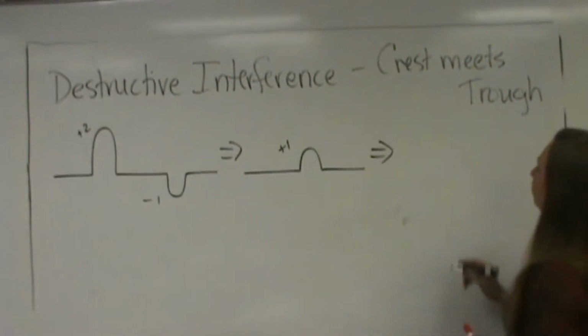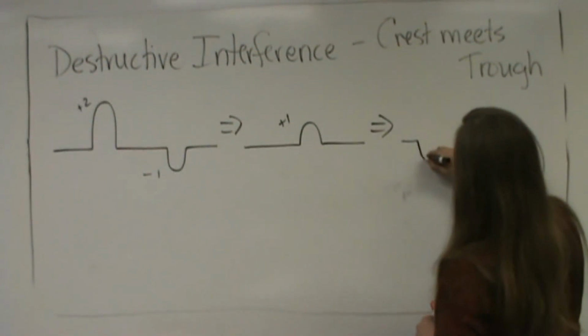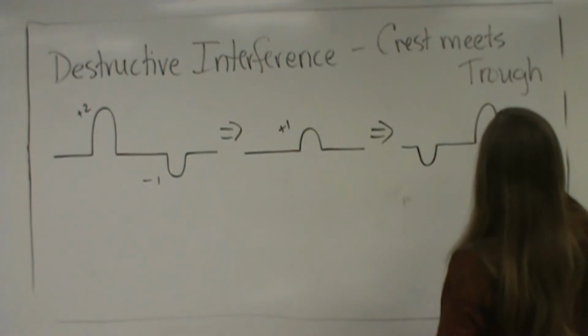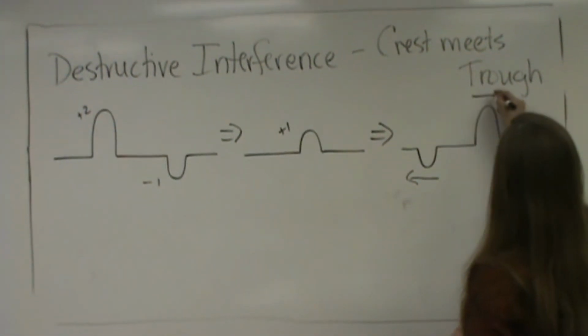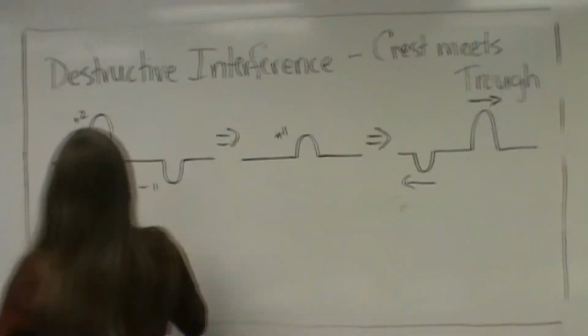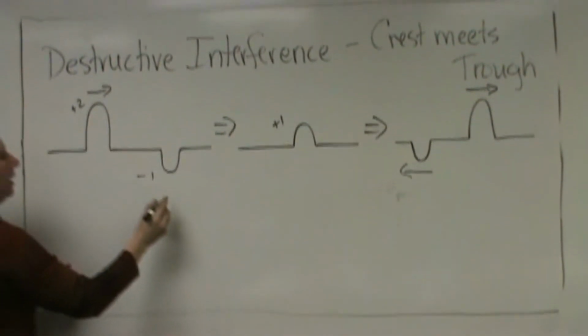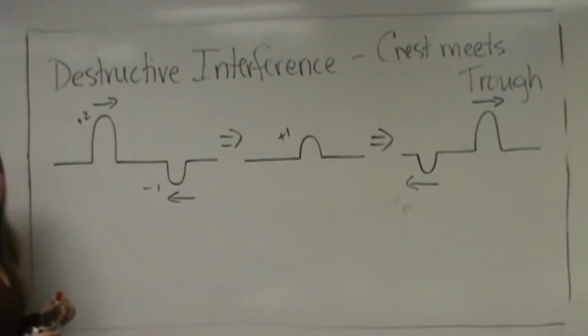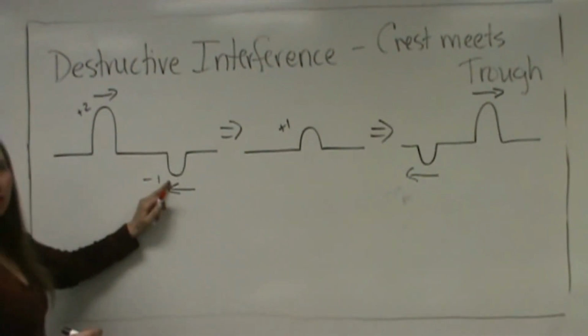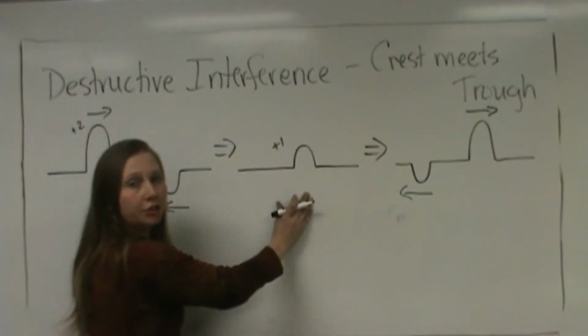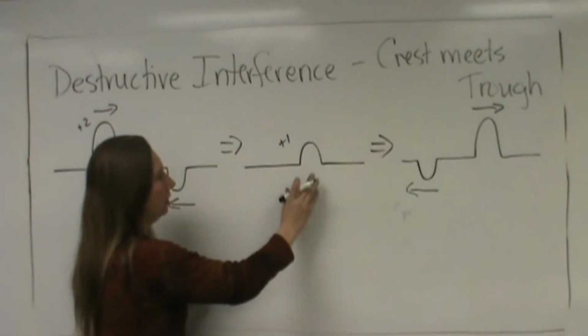Sorry, forgot to label these guys. He was originally going that way, and he was going that way. So this is destructive interference, a crest meeting a trough, and it is partially canceled. Partially canceled. Now, what if you had a +2 meeting a -2?